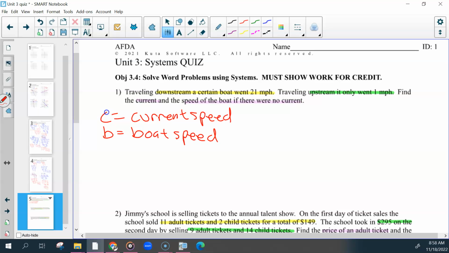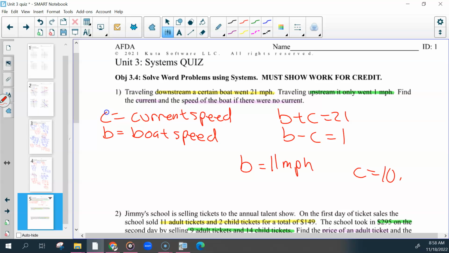Your 2 equations, one was adding, one was subtracting. So b plus c equals 21 and b minus c equals 1. However you solve them is up to you. But then your final answer should have labels. Here we're talking about miles per hour, so this should be 11 miles per hour and 10 miles per hour.